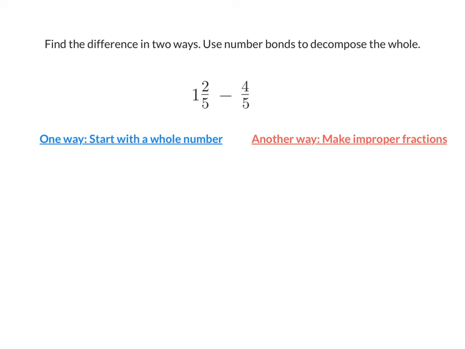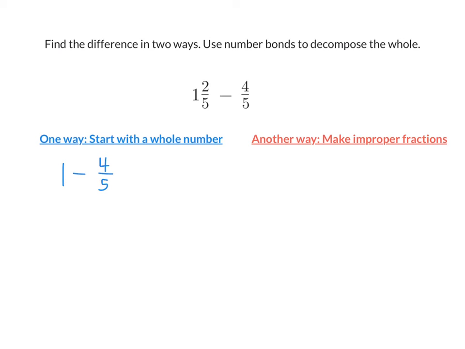Okay, and this is what I've been teaching the 5th graders, so it should sound familiar to you. One way is to start with a whole number. Now, if our problem is 1 2/5 minus 4/5, do we have a whole number to begin with? What's our whole number part? 1. We're going to actually change the problem, okay? We're going to ignore the 2/5 part of the problem first. We're going to just pretend the problem is 1 minus 4/5.